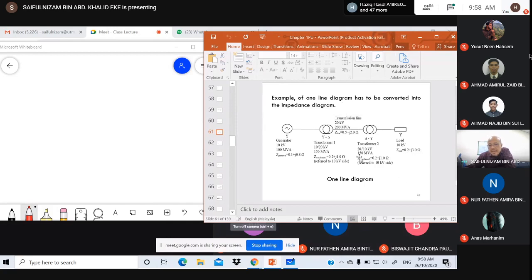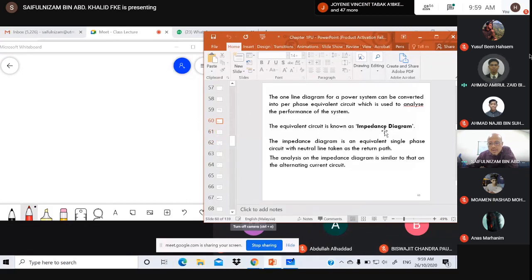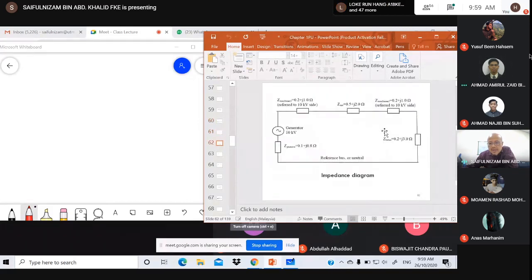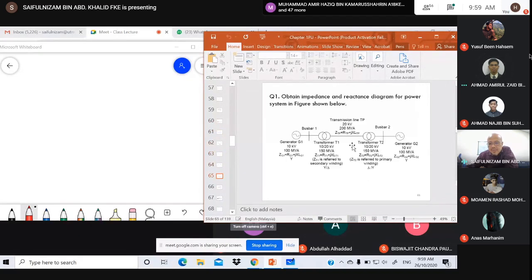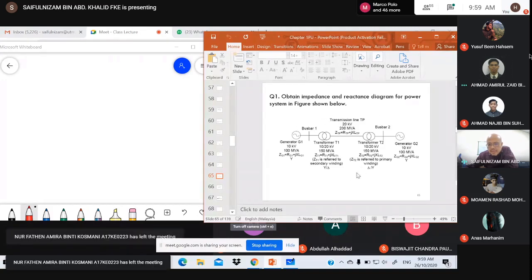Again, you have to find the per-unit impedance for each component. Before that, what is the reference? Is there any reference here from the question? No. You just draw the single line diagram and then find the reactance diagram. Okay, never mind. I think we can go for the example which has the reference voltage or reference power.